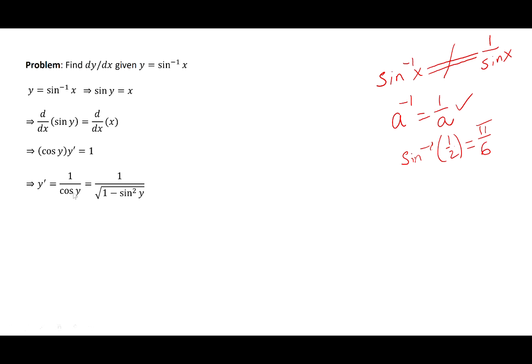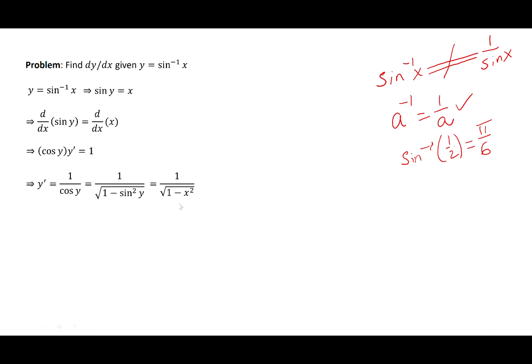Wait. Isn't cosine y the same as square root of 1 minus sine square y? Why did I teach this way? Yeah, this is one way. I'll show you a better way. I'll show you a much better way.